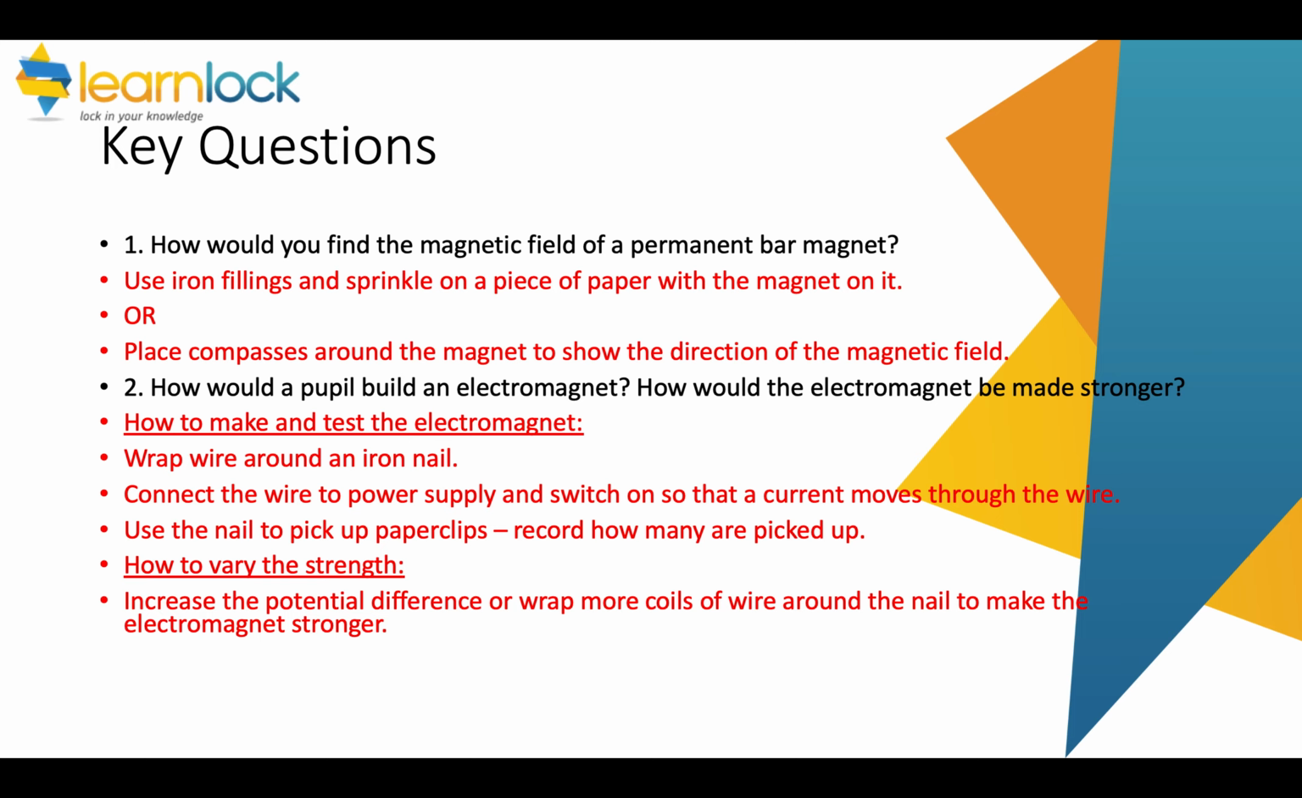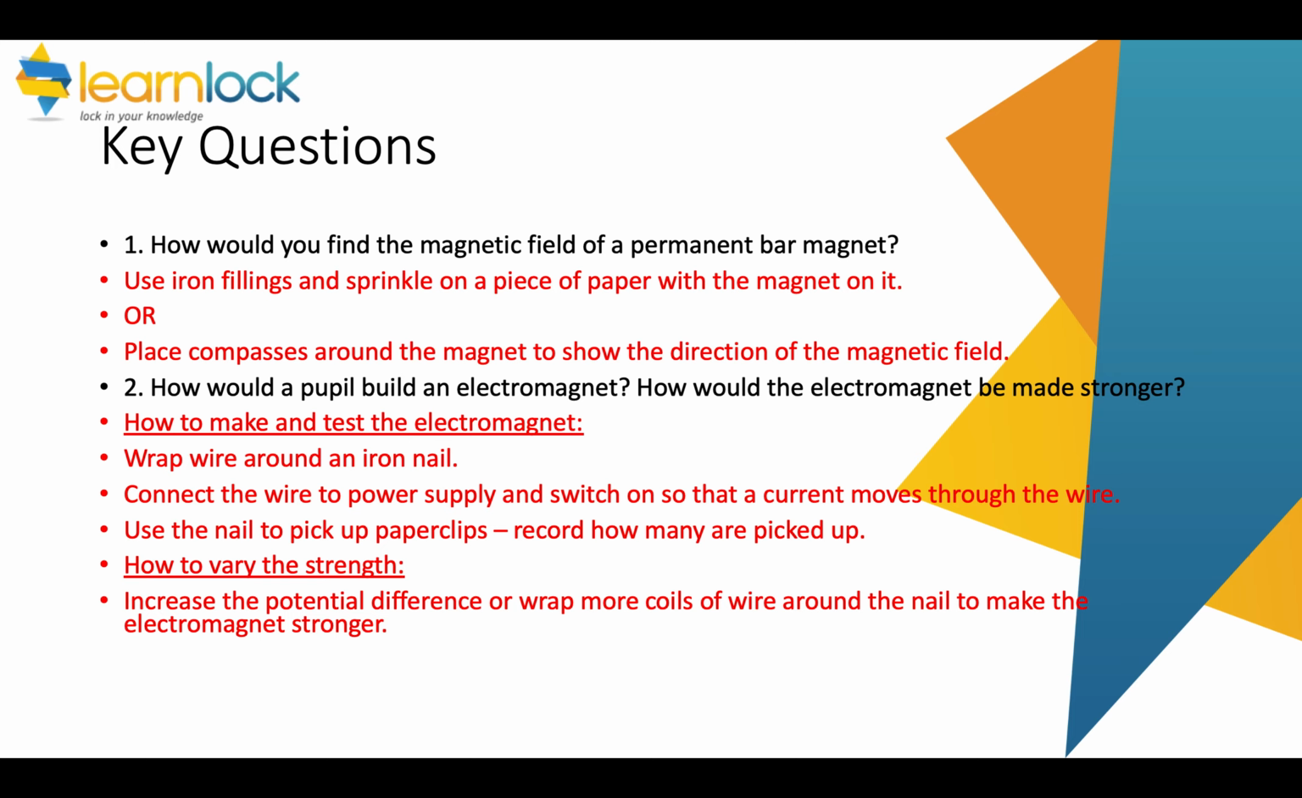How would you build an electromagnet? Well, you get some wire and wrap it round an iron nail. You will then connect the wire to a power supply and switch on, so that a current is going through the wire. You can then use that nail to pick up paper clips because it will be magnetised, and record how many paper clips are picked up.